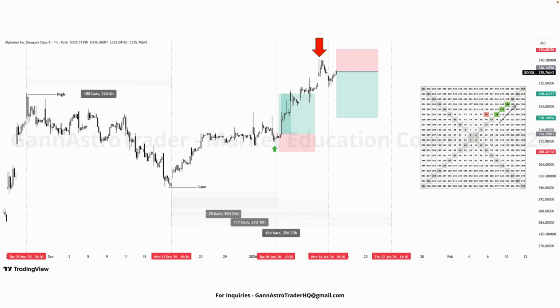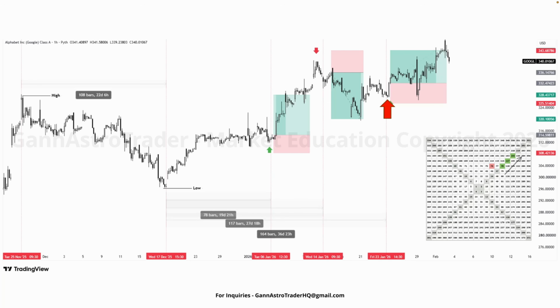Following the January 14th decline, price reversed again. The larger time count from the December 17th low reached 164 bars, or approximately 36 days and 23 hours, aligning with January 23rd. This date coincided with another bullish reversal and generated the next buy signal.